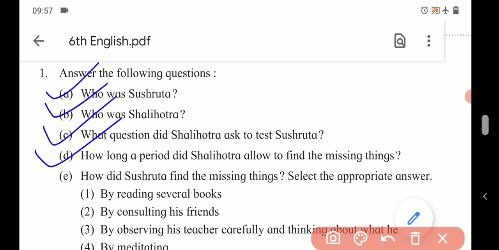Next, how long a period did Shalihotra allow to find the missing things? Shalihotra allowed 1 week to find the missing things. Next, how did Sushruta find the missing things? Select the appropriate answer. Here are 4 options: by reading several books, by consulting his friends, by observing his teacher carefully and thinking about what he did, and the last one, by meditating. So what is the correct option? It's the third one, right?